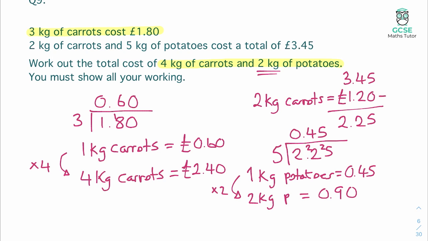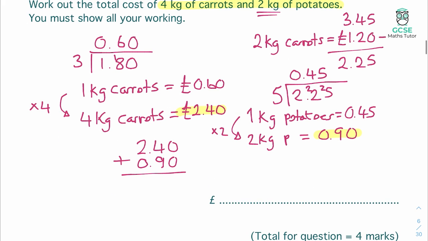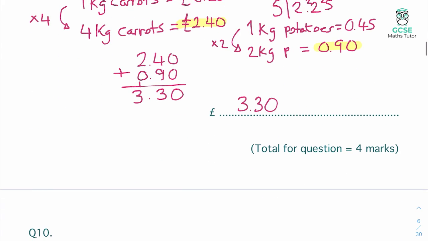So there's our two amounts. We have 4 kilograms of carrots is £2.40, and 2 kilograms of potatoes is 90p. So if we add those two together, again, working in pounds, you could have converted this into pence and then converted it back if you prefer, but I think that's okay numbers for us to have kept it as decimals. So 0 and 0 is 0, 9 and 4 is 13, carry the 1, and that's a 3 there, so that's going to be £3.30. So I'll just write my final answer, £3.30, and there is another question done.